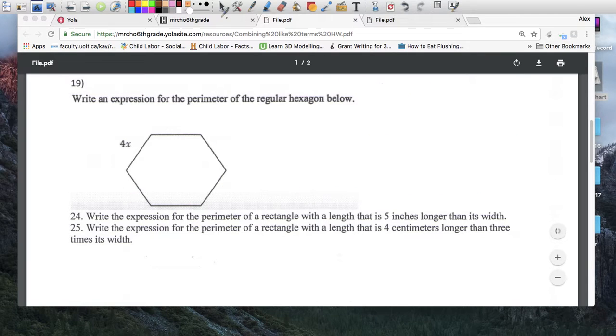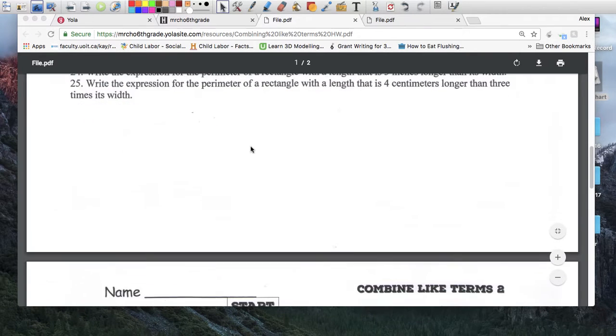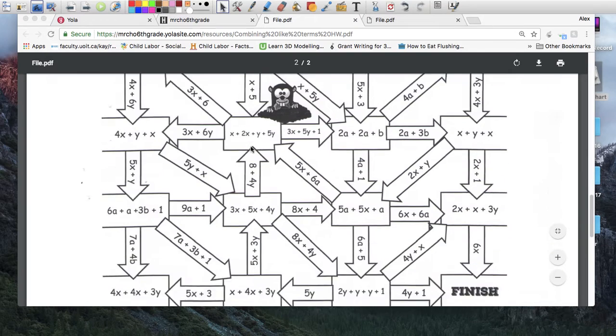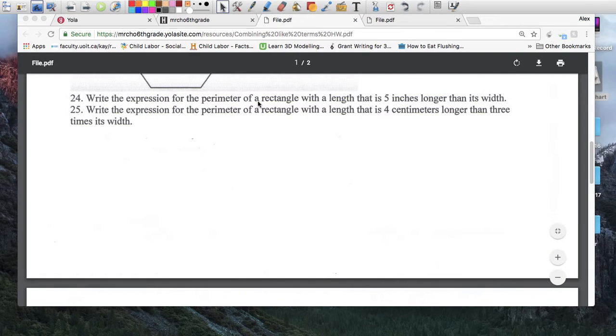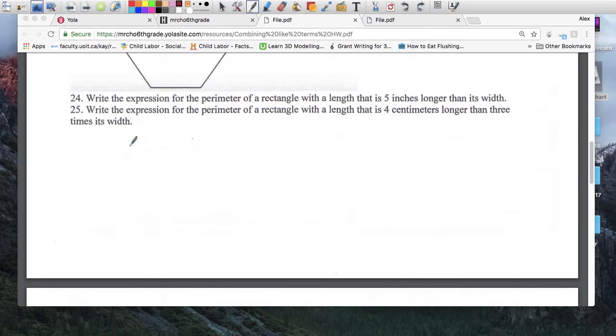24 and 25 might have been a little bit different. 24 says find the perimeter, again of a rectangle, but the clues that they give you had to be interpreted. Remember, this is length and this is width. What do we know? The length is 5 inches longer than its width. Do we know what the width is? No, so we're going to leave it as W. We're going to use W to represent whatever value it is.